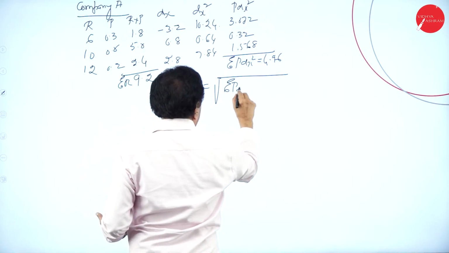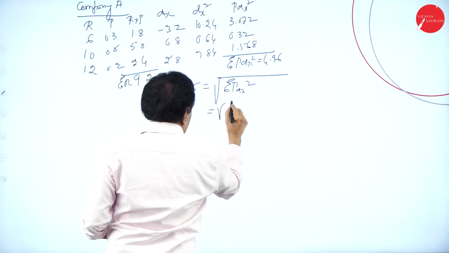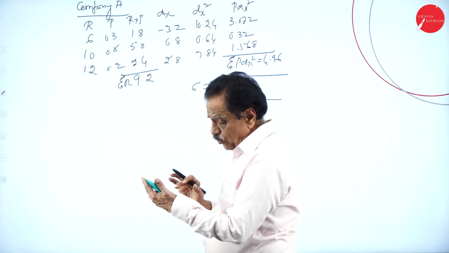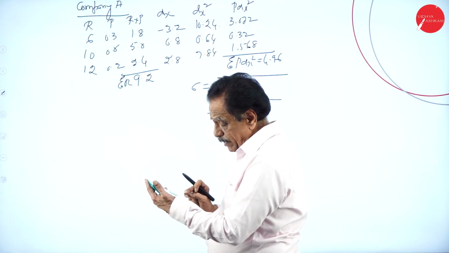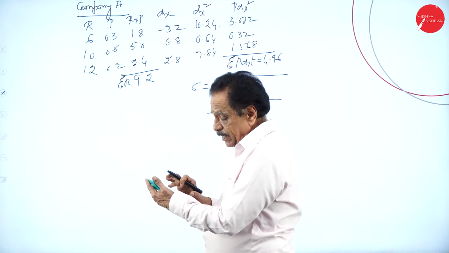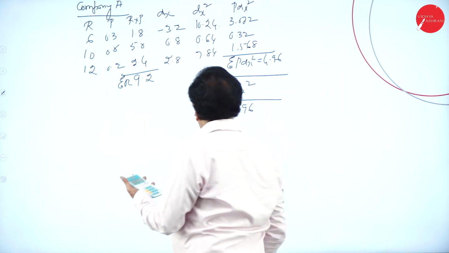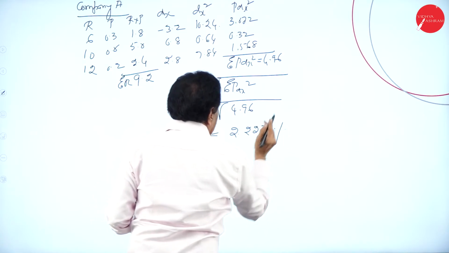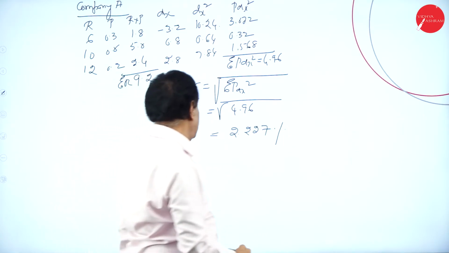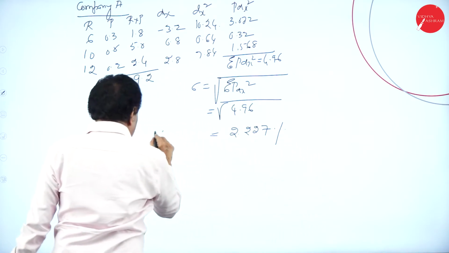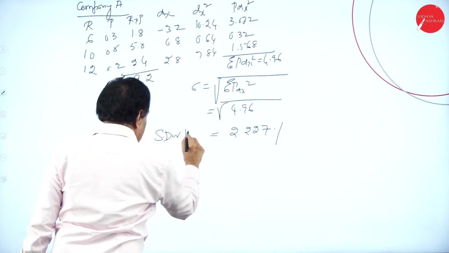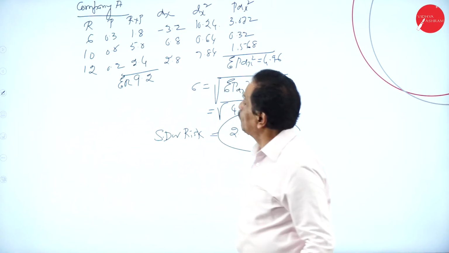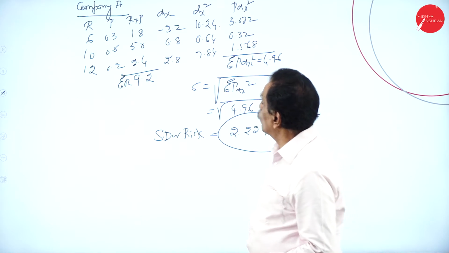So the standard deviation is the root of sigma p dx square, the root of 4.96, which is 2.227. This is your standard deviation, or risk, 2.227. This goes in favor of company A. Then we'll go to company B.